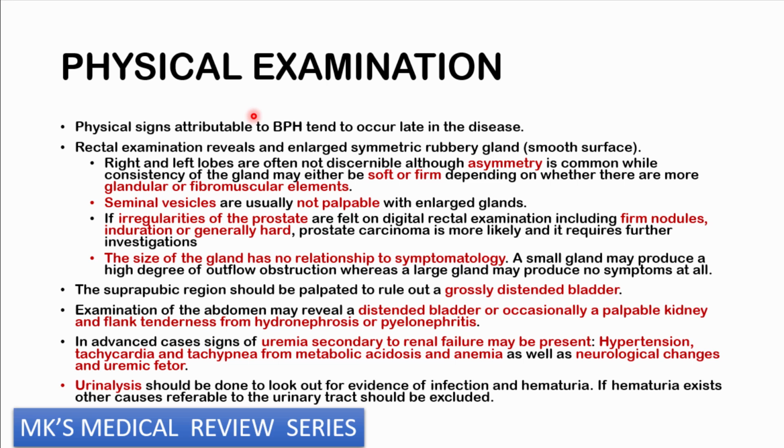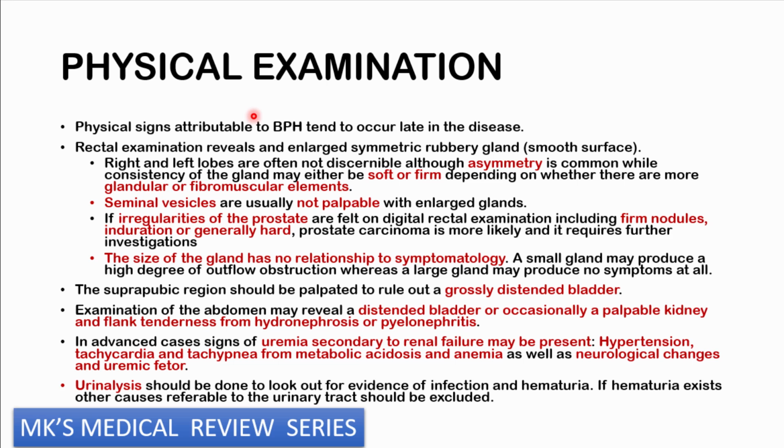And the suprapubic region should also be palpated to rule out any grossly distended bladder or any features of acute urinary retention. And then when you examine the abdomen, you may see that there is a distended bladder. Occasionally, you may find a palpable kidney and some flank tenderness that may be as a result of hydronephrosis or pyelonephritis. And then in advanced cases, you may see features of uremia and renal failure, such as hypertension, tachycardia, tachypnea that may result from metabolic acidosis and anemia, as well as some neurological changes and uremic fetor, which is this smell of urine on the breath, or really bad breath.